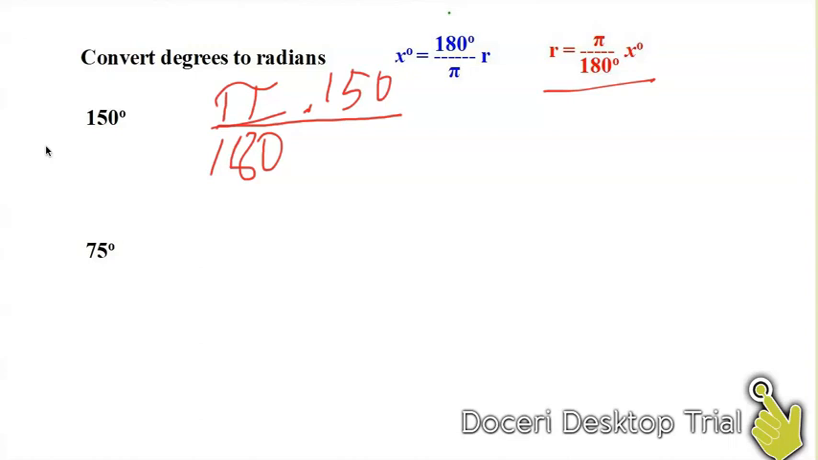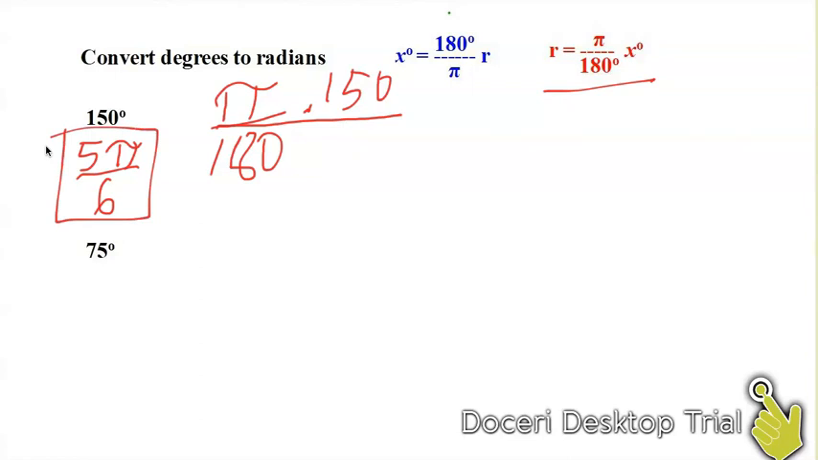Easy enough. So let's see, both divisible by 10 would be 15 over 18. Divisible by 3 would be 5 and 6. So we end up with 5 pi over 6. Just like that. All right, easy stuff.